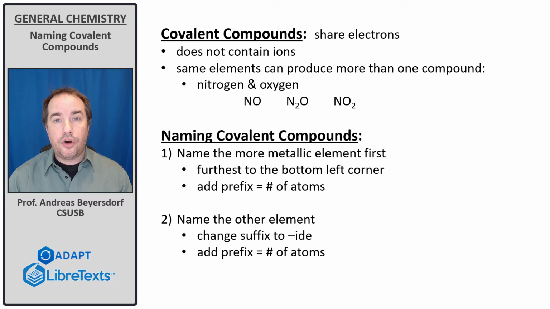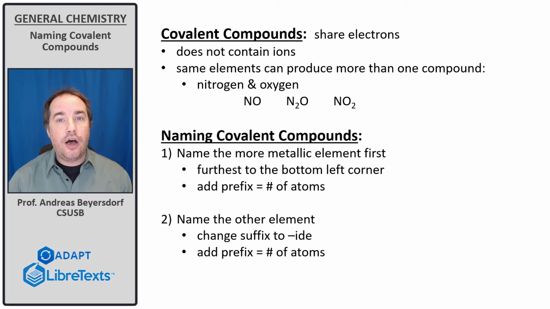Covalent compounds occur when we have two atoms that share electrons. Now, covalent compounds do not contain ions, and if we have the same elements, for instance, nitrogen and oxygen, they can actually produce more than one type of compound. So nitrogen and oxygen can form NO, or N2O, or NO2. Now, this means that when we name these covalent compounds, we need to be very careful to determine how many of each one of the elements we have.